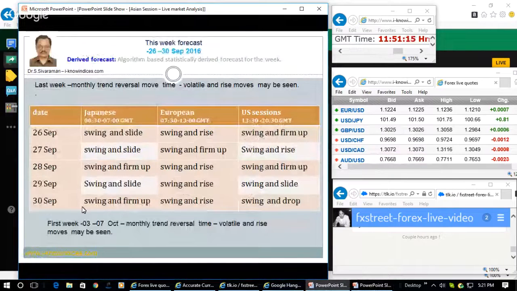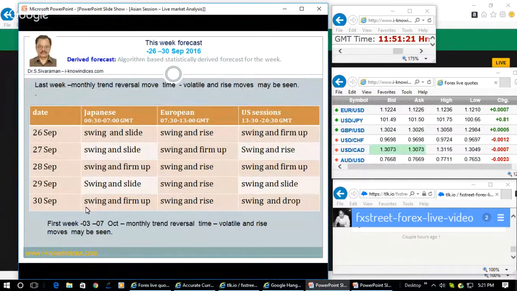So they are expected to make the swing and slide, swing and rise, and the swing and slide today. And tomorrow they are expected to make the swing and firm up during the Japanese session, and then swing and rise during the European session, and then drop again Euro and GBP. This they do during month end in order to handle the derivative markets. This is the basic objective of the players. They handle the derivative markets and earn money. It is a money earning process for the month end and the new month beginning. So they make the monthly trend reversal during that time.